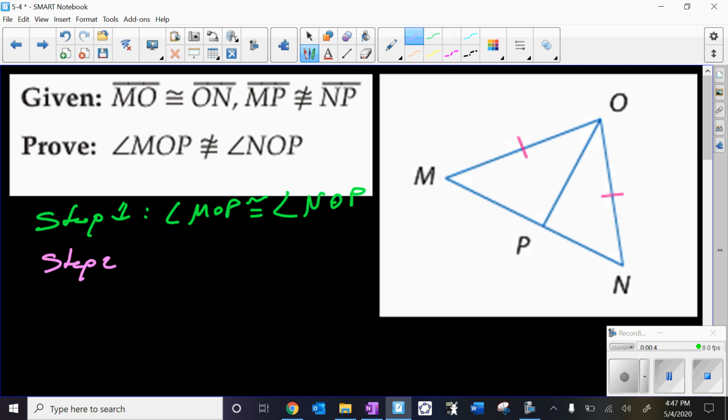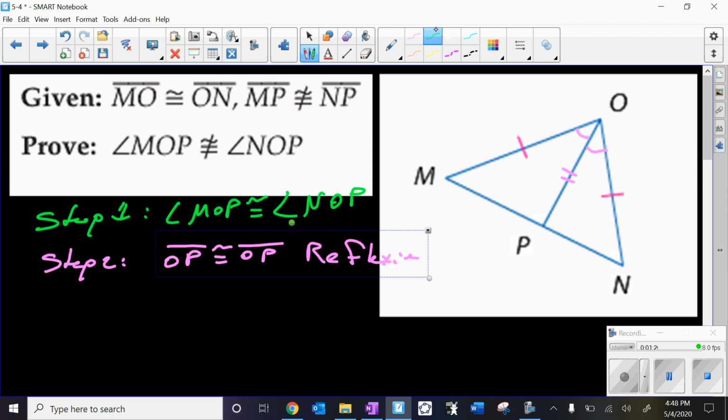Going off to step 2 now. This is where we get to start using some of our logical reasoning. I'm going to put this in here on my picture. MOP is congruent to NOP. They already tell me that MO is congruent to NO. That's great. And from chapter 4, when we tried to prove triangle congruence a lot, we can state that OP is actually congruent to itself. We know that as the reflexive property. We've done that a lot.